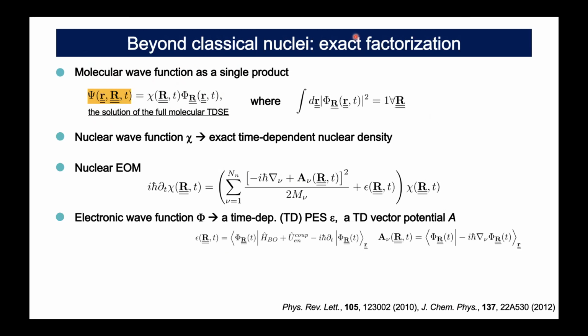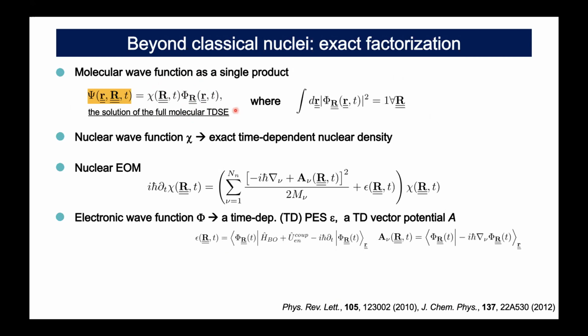However, in this exact factorization, we represent the entire molecular wave function as a single product of the nuclear wave function chi and the electronic wave function phi. The important thing is that chi, the nuclear wave function, of course has the nuclear variable and the time dependence. And if you look at the electronic part, it contains the electronic degree of freedom, which depends parametrically on the nuclear coordinate. And also here we have time dependence. So this is the difference.